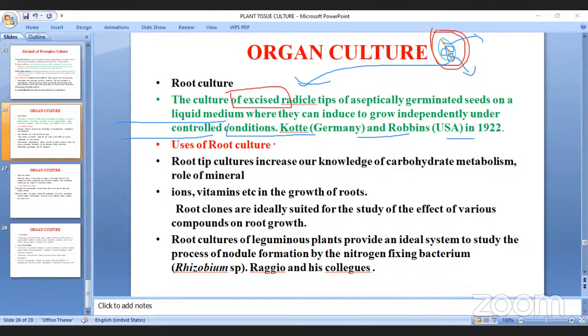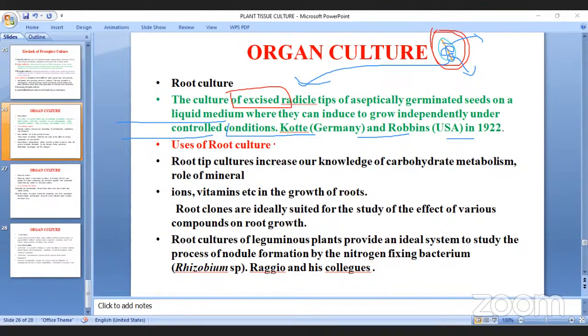A clone of excised roots can also be established from a single root culture by repeatedly cutting and transferring the main root tips or lateral tips into fresh medium. At every subculture, at different intervals, we measure the growth of the root. We can subculture this root culture many times so that we can get more and more plants.